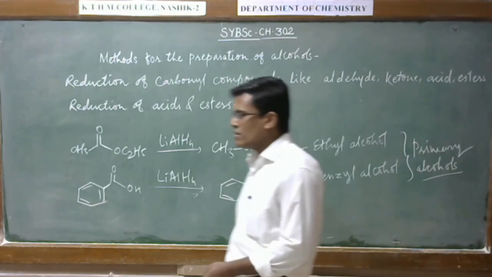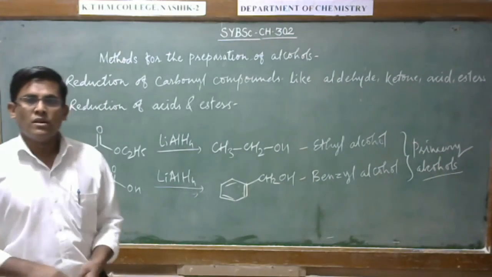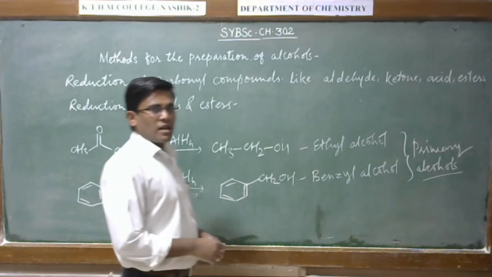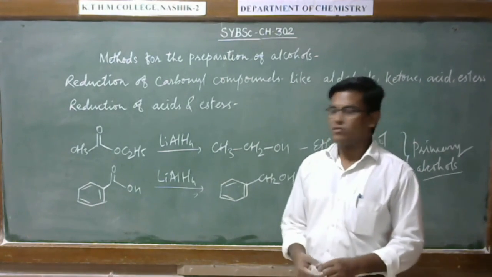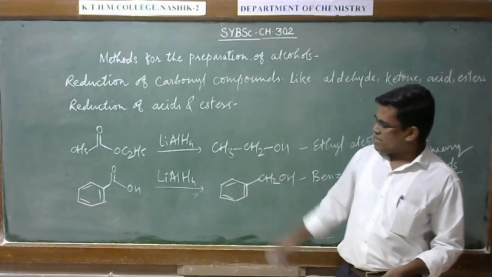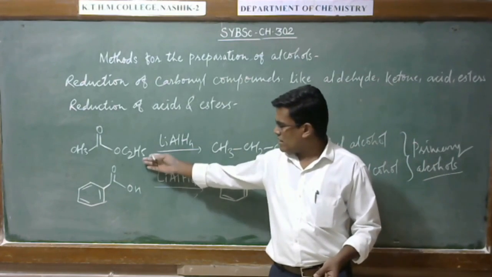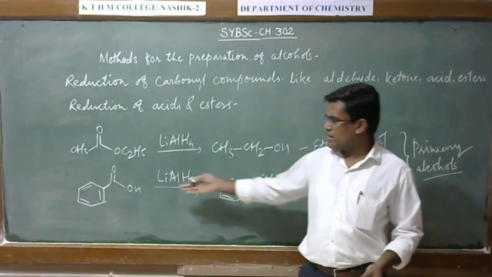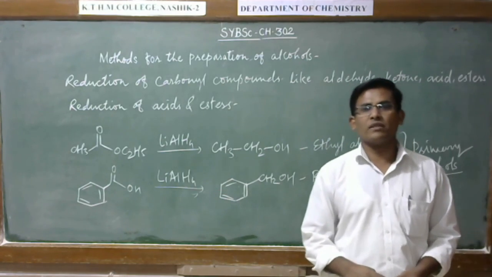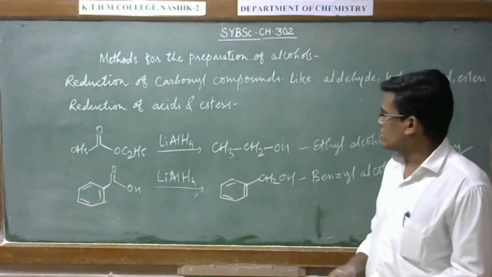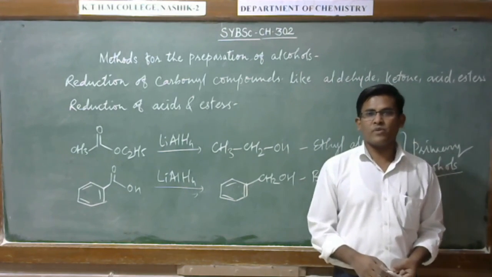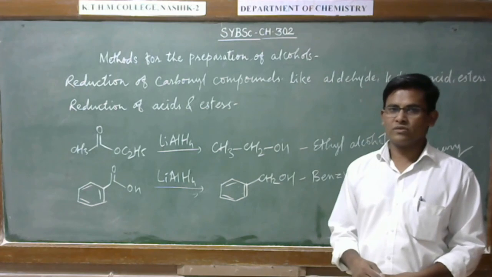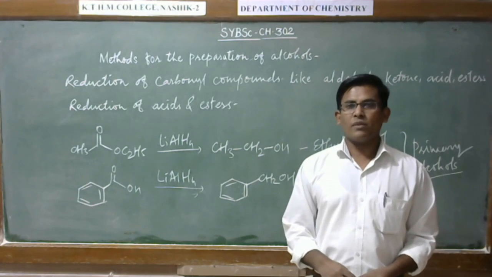Alright, so here acetic halide will give primary alcohol and ketone will give secondary alcohol. On the other hand, this ester will give primary alcohol and this acid also will give primary alcohol. So this is also one of the most important methods for the preparation of alcohols. Alright, so this is all about today's lecture.